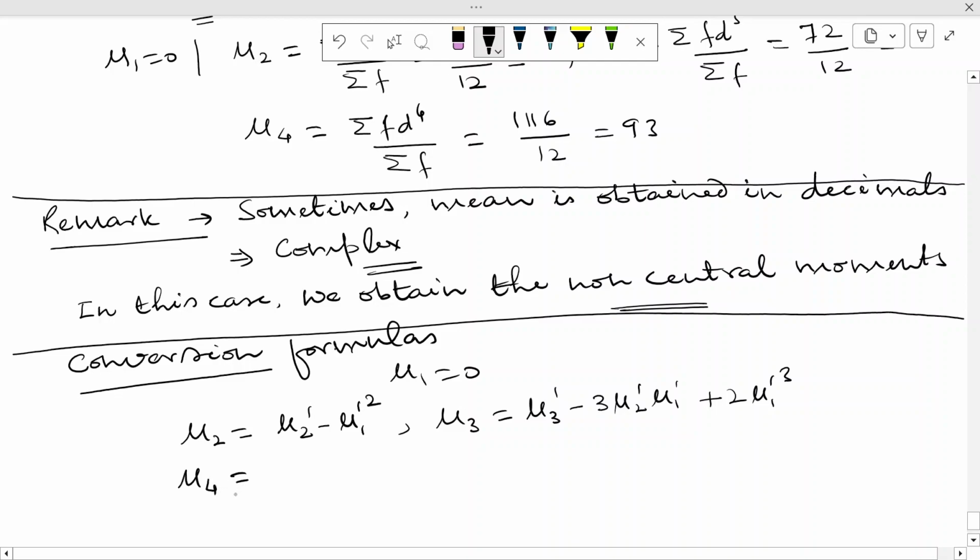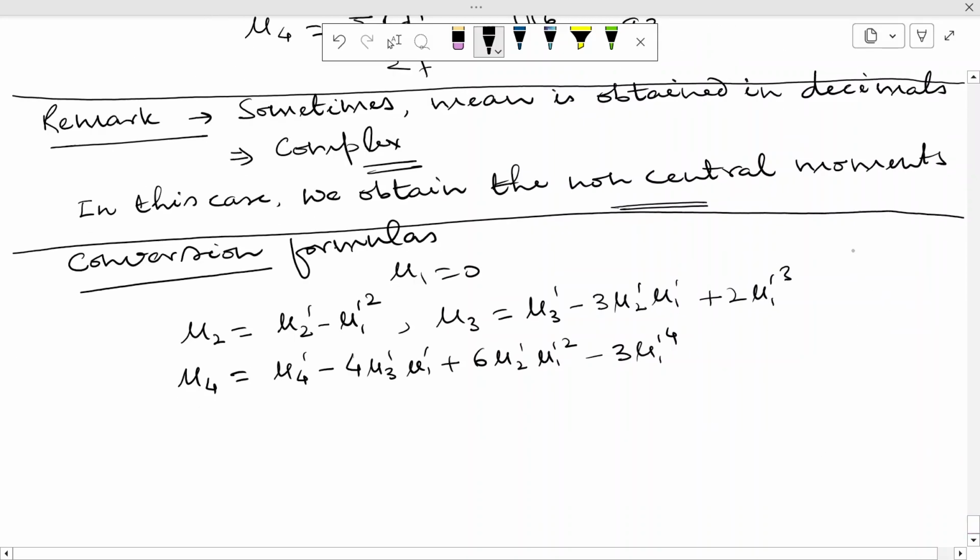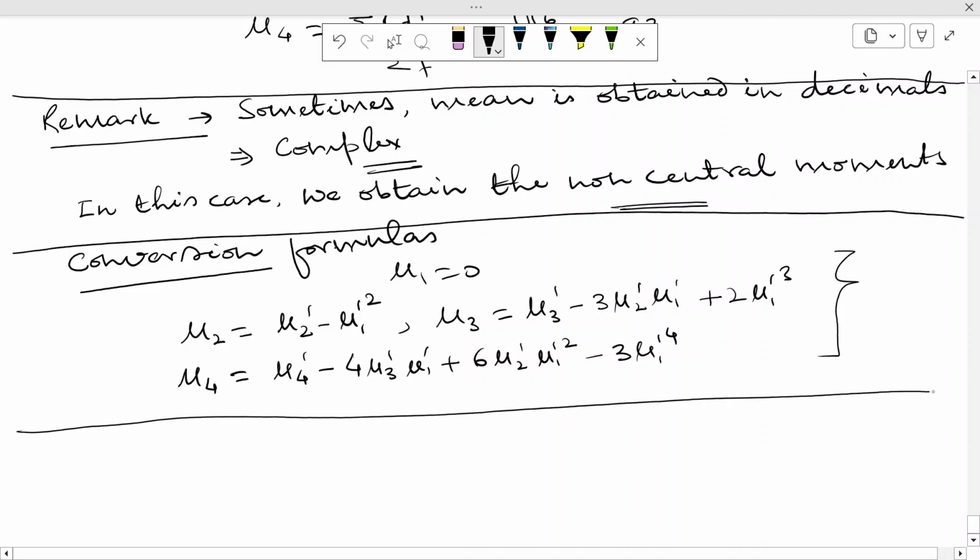And next we have mu4, and mu4 will be mu4 dash minus 4 mu3 dash mu1 dash plus 6 mu2 dash mu1 dash square minus 3 mu1 dash to the power 4. So we use these formulas and we can convert our non-central moments, which are easier to calculate, into the central moments, right? So let us discuss here a problem.